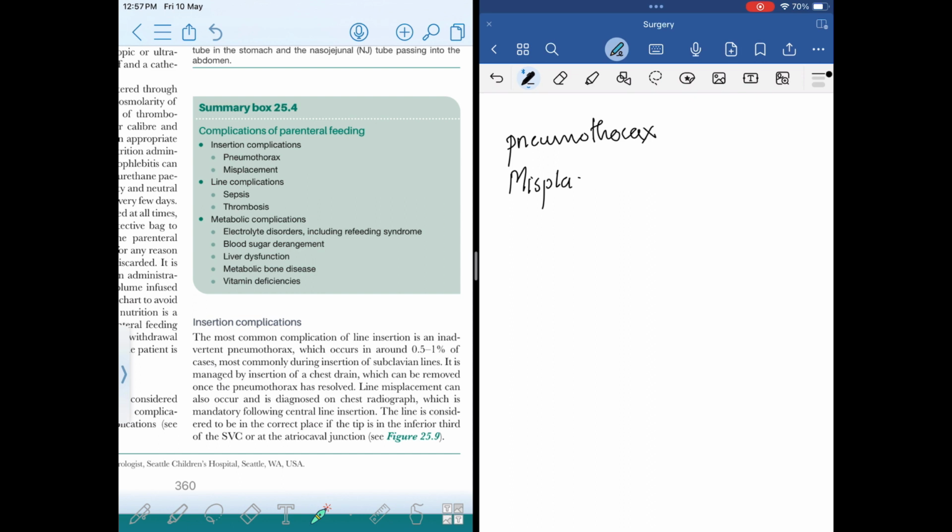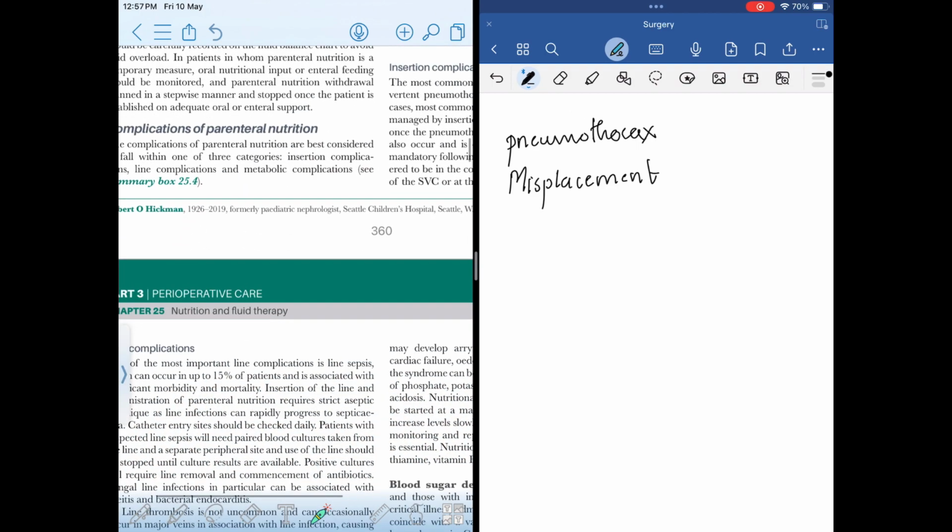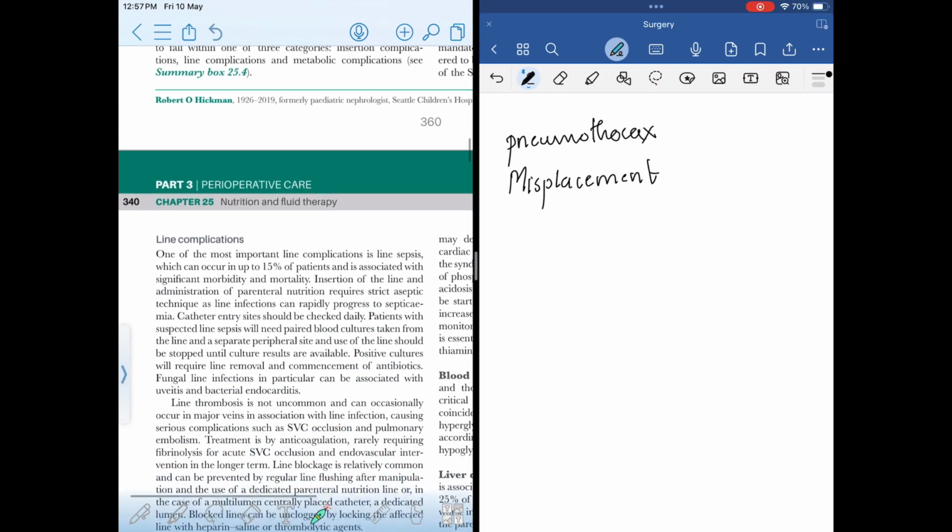This is diagnosed on a chest radiograph. So this is mandatory following central line insertion to take a chest radiograph. So those were the insertion complications.